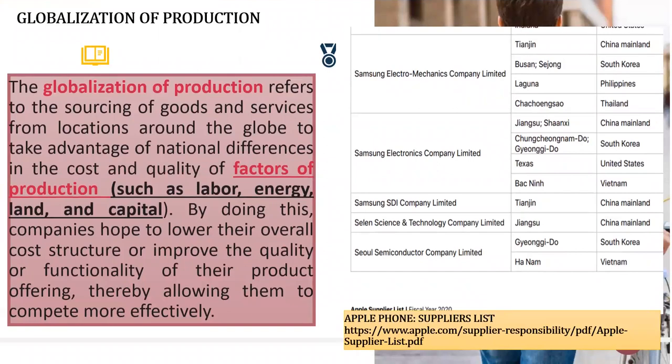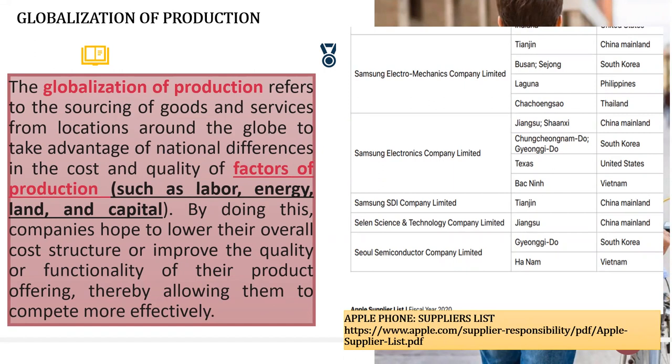So the globalization of production. The globalization of production, a while ago, globalization of market, now globalization of production, refers to the sourcing of goods and services from locations around the globe to take advantage of national differences in the cost and quality of factors of production. So what are the factors of production? This should have been embedded in your psyche already, guys, because this is part of your basic economics: labor, energy, land, and capital. So these are the basic factors of production.